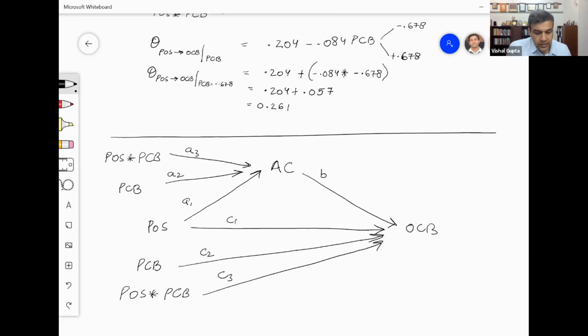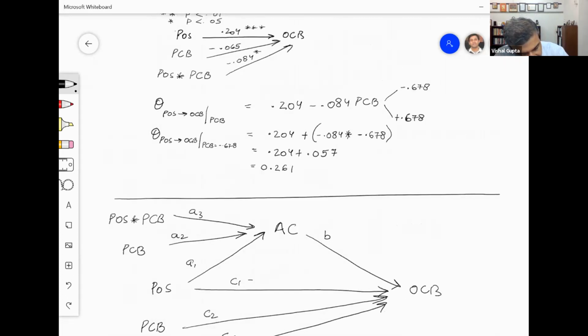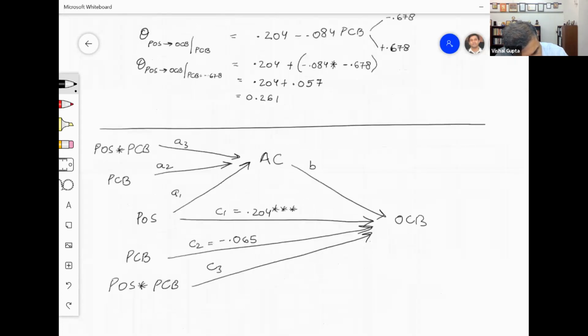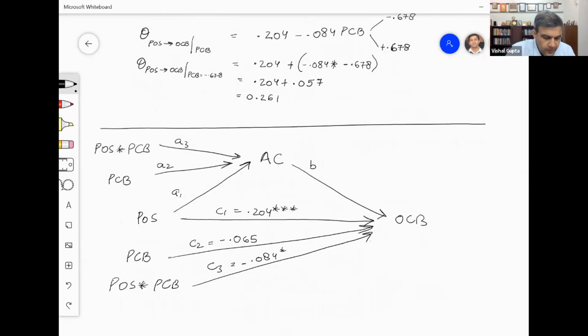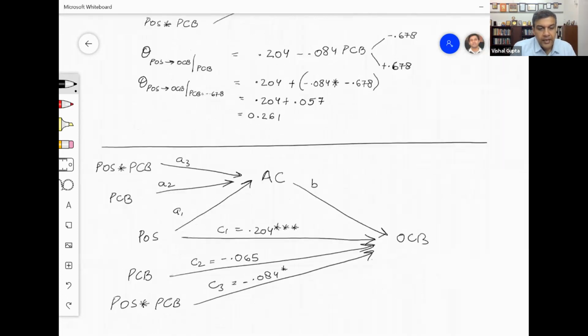Okay. Now, what are the coefficients? So C1, C2, C3 we can write. It is already here. So C1 was 0.204 triple star. C2 was minus 0.065 and it was not significant, and this was minus 0.084 single star. Right? Yes. Okay. And now we'll also write down what is our A1, A2, A3, and B.